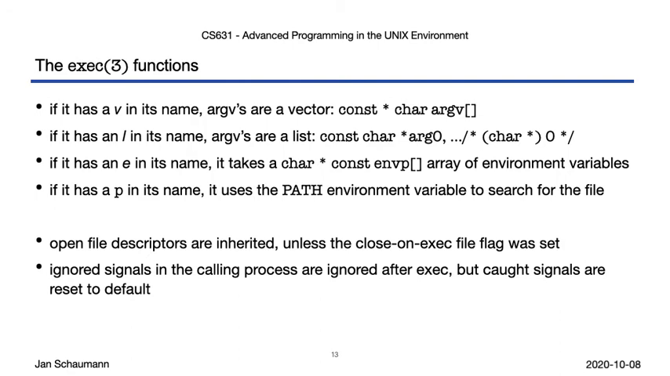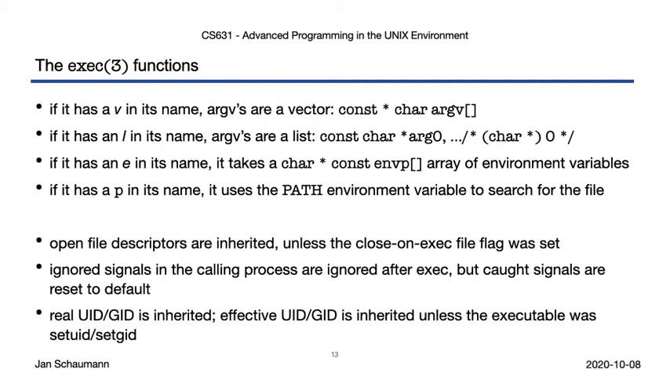Ignored signals in the calling process are ignored after exec, but caught signals are reset to default. We'll discuss signals in more detail in a future lecture. Our process inherits the real UID and group ID. The effective UID and group ID are also inherited, unless the executable was set-UID or set-group-ID, as we've seen in previous lectures.